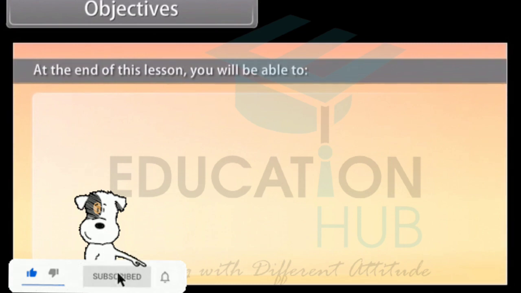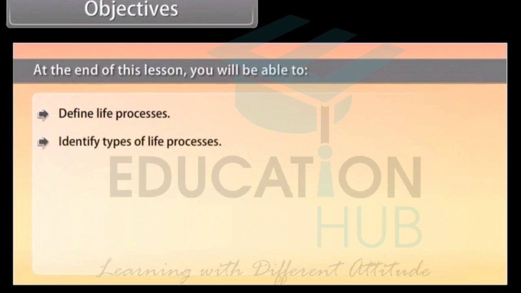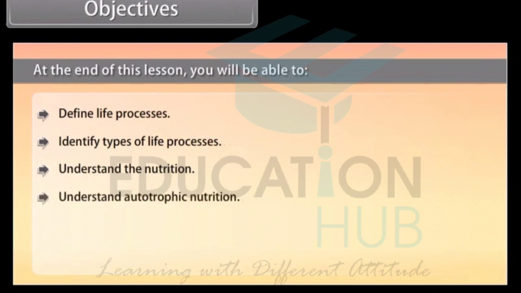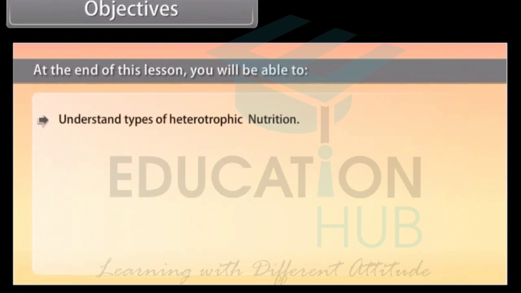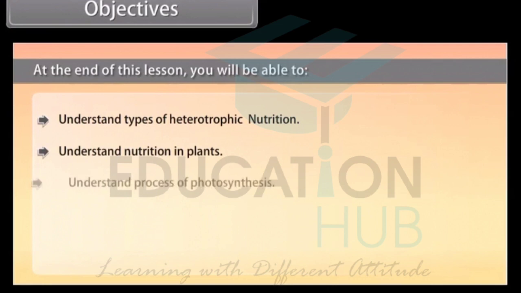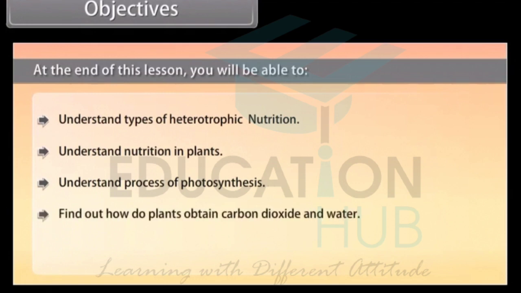At the end of this lesson, you'll be able to define life processes, identify types of life processes, understand nutrition, understand autotrophic nutrition, understand heterotrophic nutrition, find the types of heterotrophic nutrition, understand nutrition in plants, understand the process of photosynthesis, find out how plants obtain carbon dioxide and water, and understand the significance of photosynthesis.